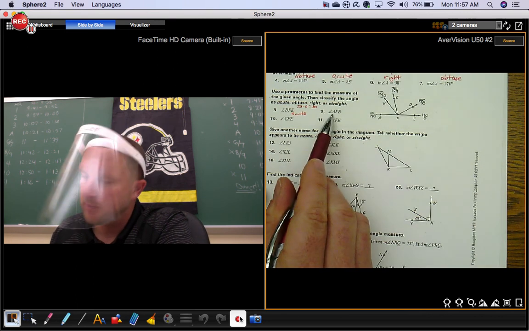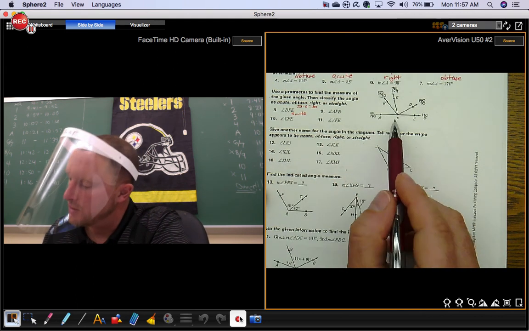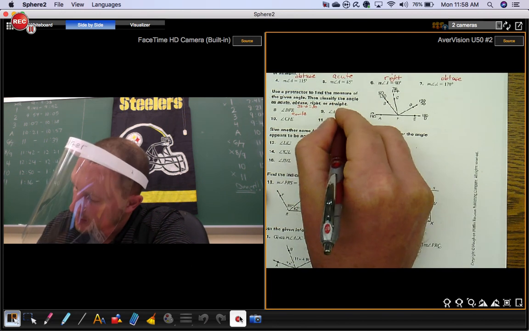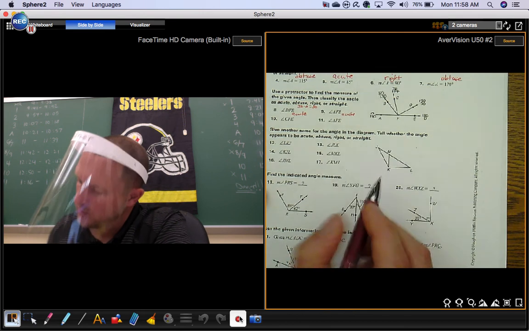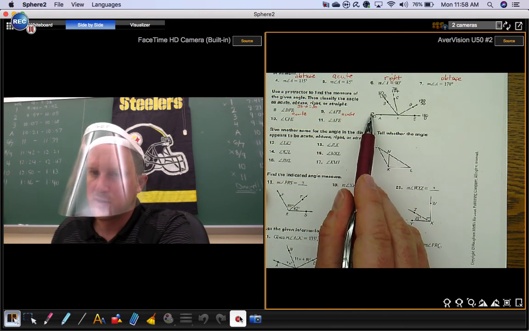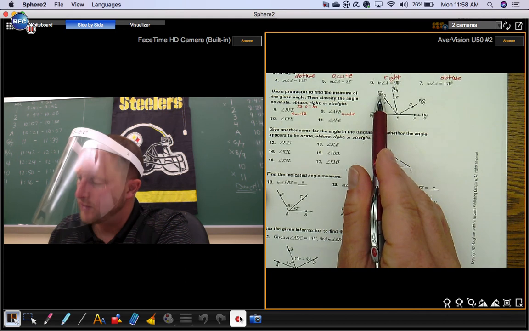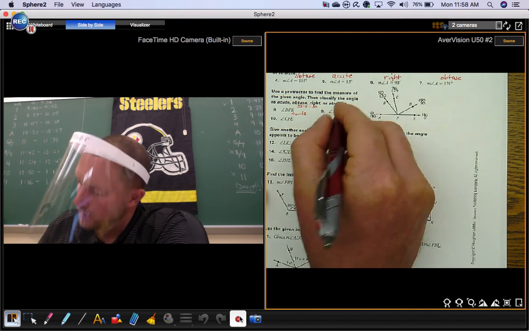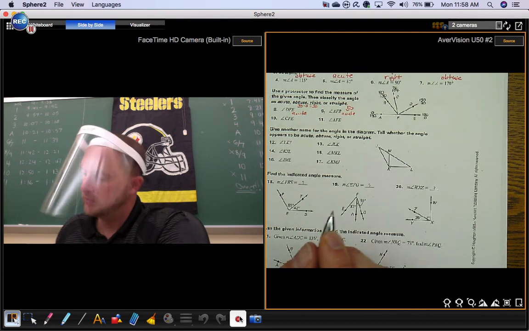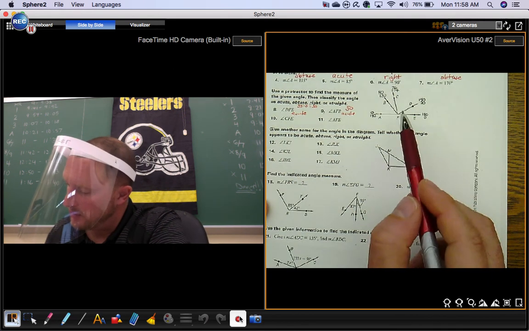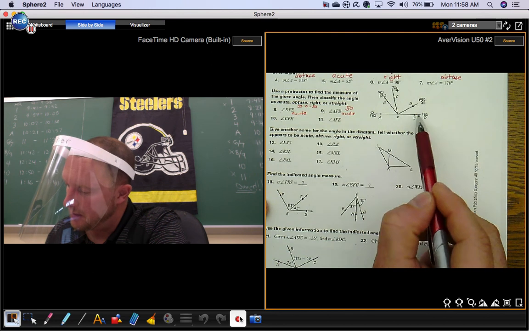Number 9, find the measure of angle AFB. Again, it's going to be acute. Notice how we have a 0 as the top number now. Angle AFB would have a measure of 50. 50 minus 0. Number 10, find the measure of angle CFE.